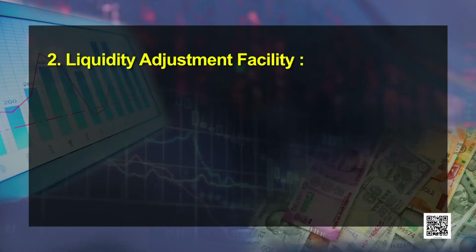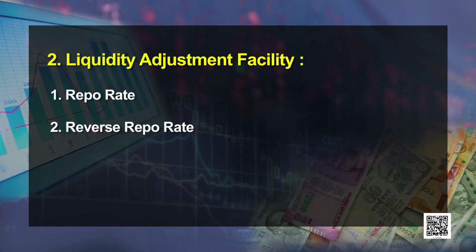Let's move on to the next tool. The next tool is the liquidity adjustment facility, which is divided into two parts: repo rate and reverse repo rate. Like a person who conducts transactions with the bank, it can either deposit money with the bank or it can borrow money from the bank. In both cases, interest is involved.